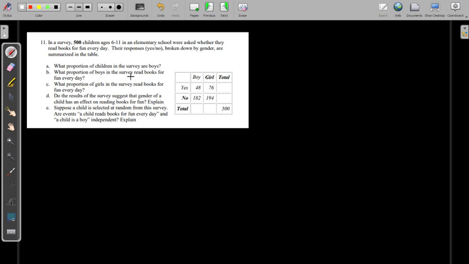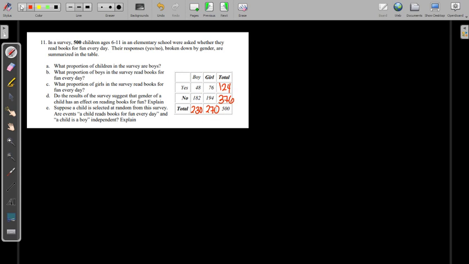So the first question is, what proportion of children in the survey are boys? To be able to do that, we need to add this column. If we add 48 plus 182, you're going to get 230. Maybe we can add all of them since we're doing this. This will be 270. And if we add horizontally here, there will be 124. And the next one will be 376. And it has to match 500 and 500.